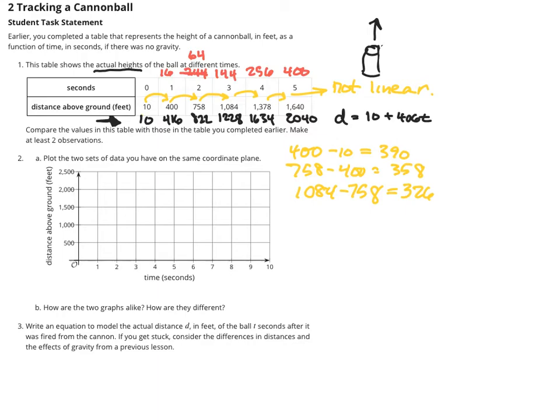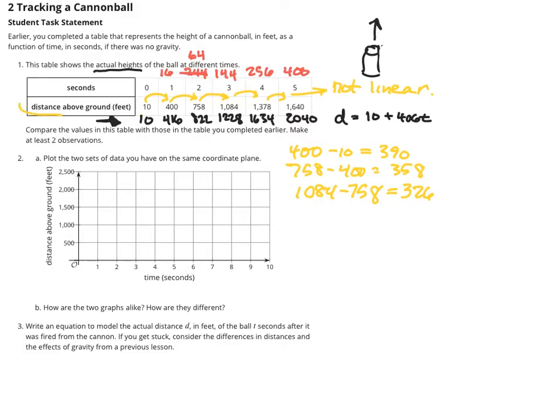Okay. What else? I think that's it. Those are all the observations I can make. So let's plot the two sets of data we have on the same coordinate plane. You guys do this in your paper. I'm going to push pause and do this here. I'm going to make the hypothetical one in yellow.